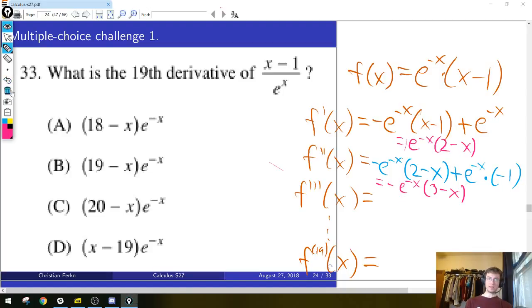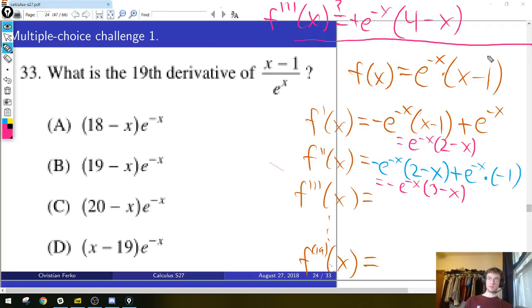So here's my guess for the third derivative. The sign outside should flip again, so it should go from a minus to a positive, e to the minus x, and the 3 should go up to a 4 minus x. So that's my guess, but let's take the derivative by hand and see if it matches.